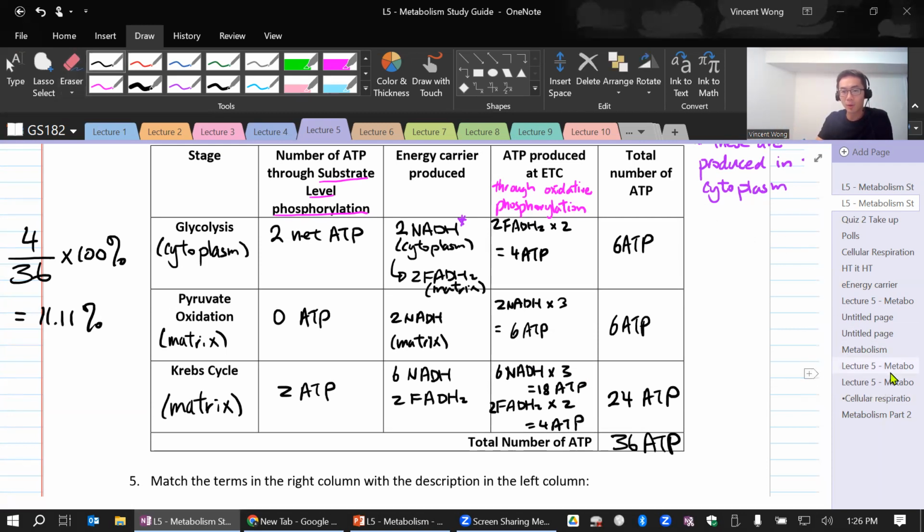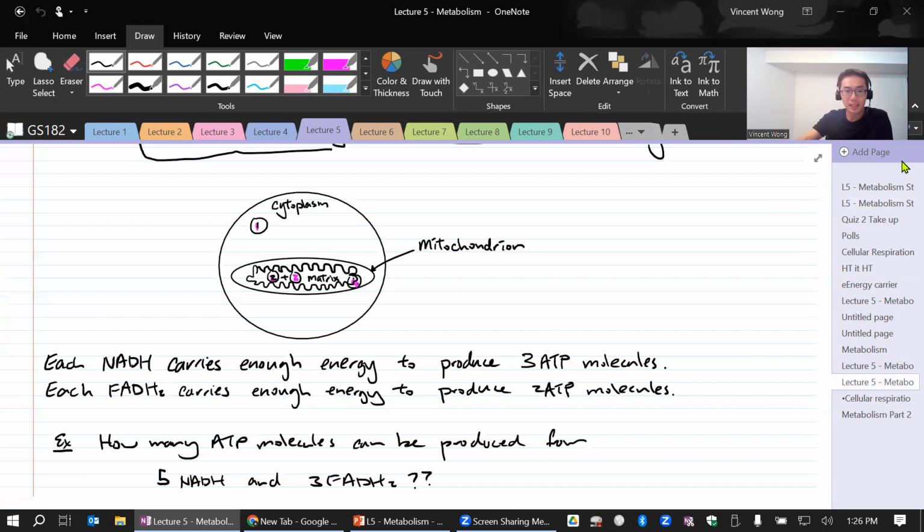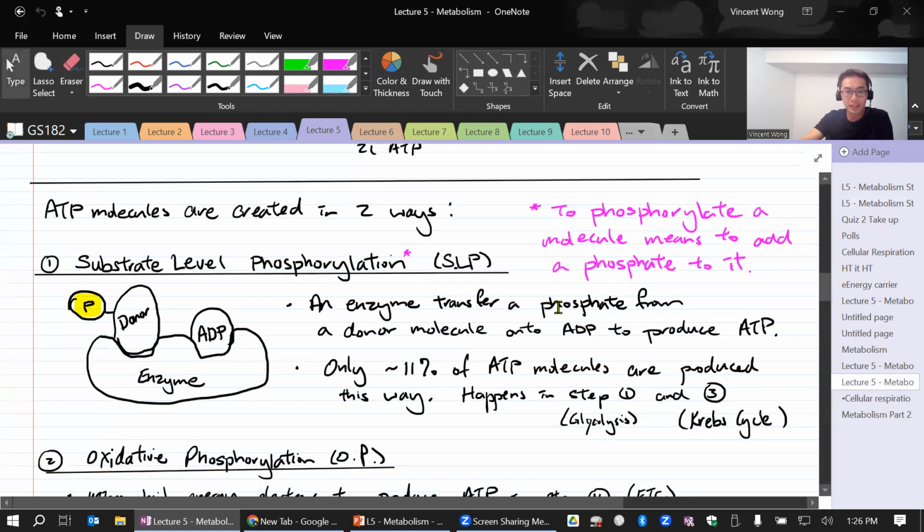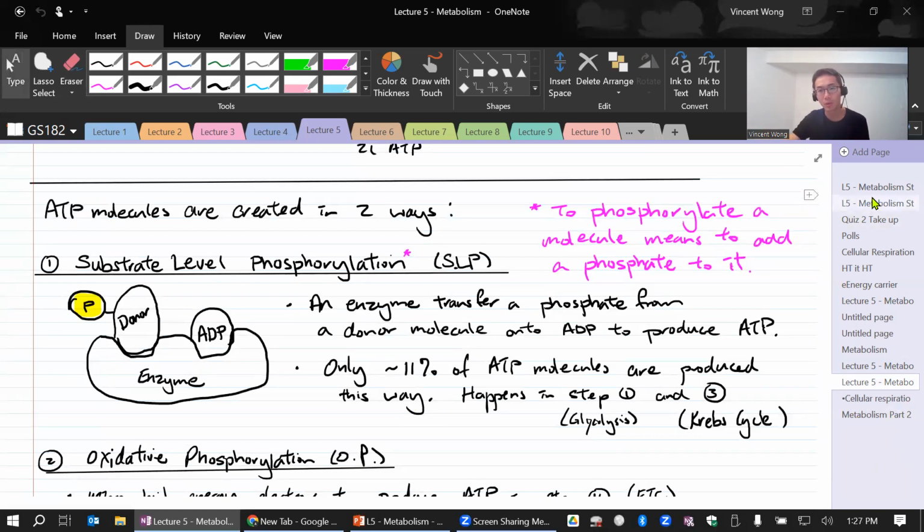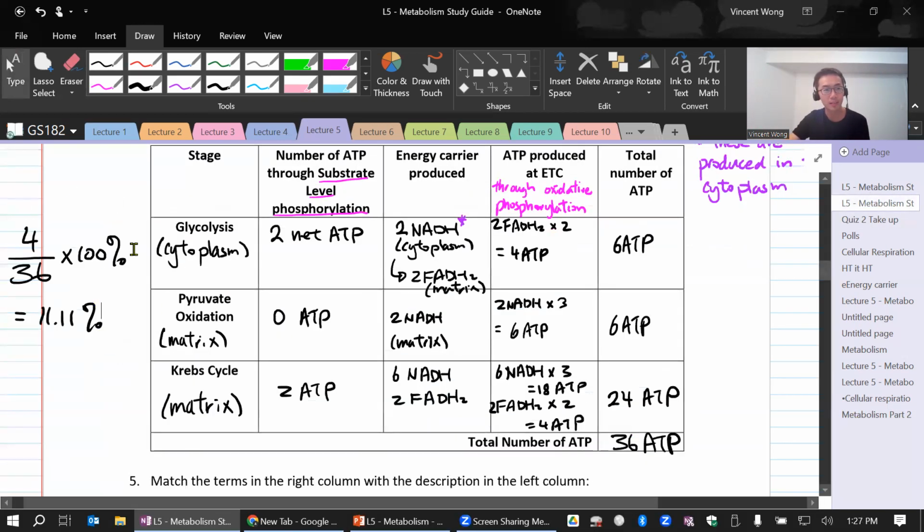Let's take a look at what we wrote down last time. Substrate level phosphorylation. Only 11% of ATP molecules are produced this way, right? We just kind of proved it. So cool. Should give you goosebumps right here. Not a lot of it, just 11%. Not a common way of producing ATP.